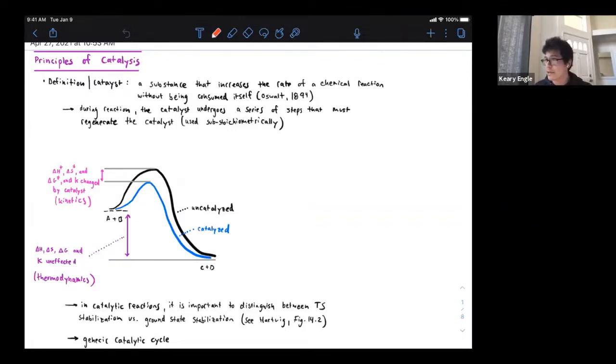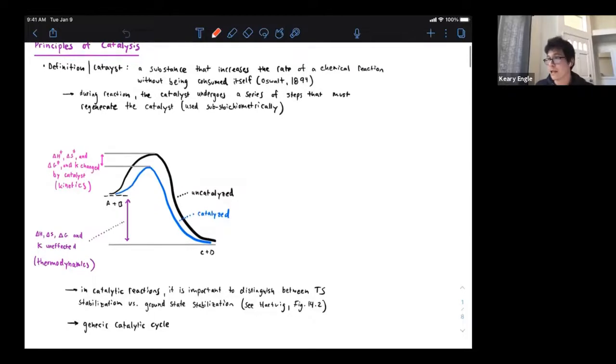You don't feel obliged to write this down by any means, but as we know, a catalyst is a substance that does not affect the thermodynamics of a reaction, but lowers the kinetic barrier by which that reaction can take place, and it accelerates a reaction rate without itself being consumed, as defined by Ostwald in the late 19th century.